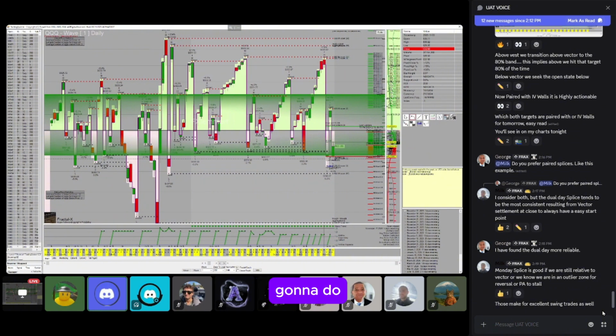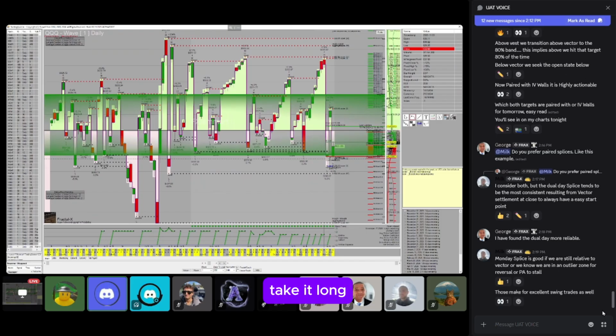Like, what are they going to do with the price once we get to the level? Are they going to take it long? Are they going to keep it short? So that's all we're playing, kind of like a game. We're just trying to figure out what could be the next move.